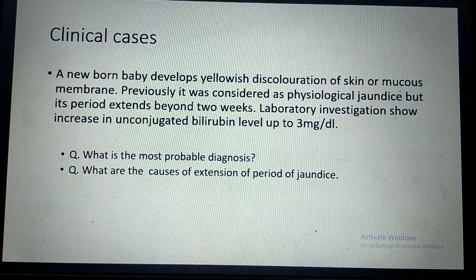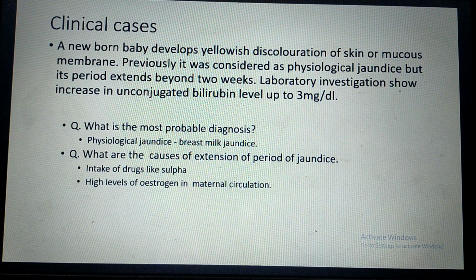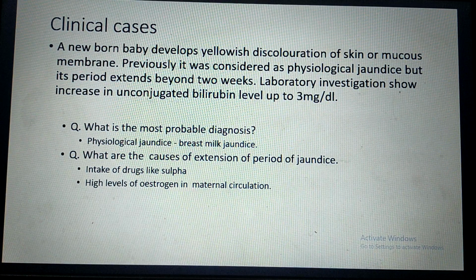A clinical case is there on this topic. A newborn baby developed yellowish discoloration of skin and mucous membrane. Previously it was considered as physiological jaundice, but its period extends beyond 2 weeks. Laboratory investigation shows increase in unconjugated bilirubin level up to 3 mg per deciliter. The most probable cause of this extension is, just now I have told you, 2 reasons. Most probable diagnosis is physiological jaundice, also called breast milk jaundice. The cause of extension of period is intake of sulfa drugs or high levels of estrogen in the maternal circulation. Just now I have explained.